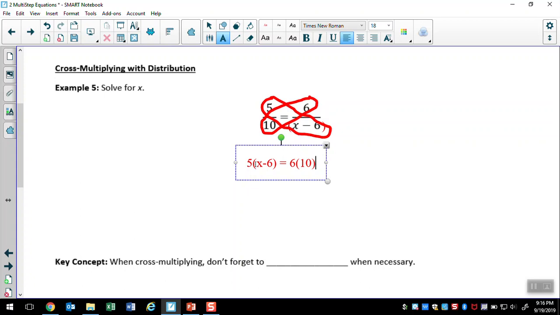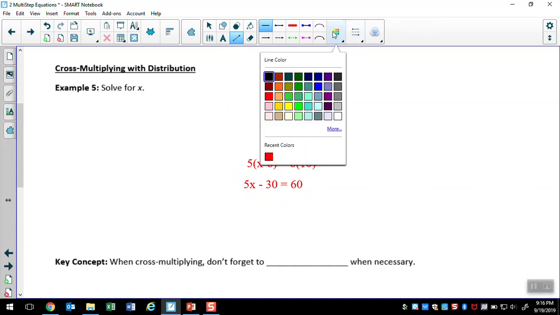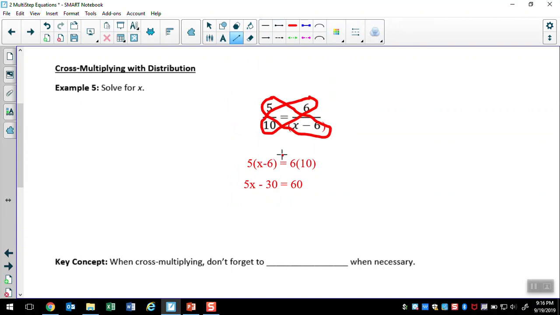So now we're going to go down to our next line, and we're going to distribute that 5. So we end up with 5x minus 30 is going to equal 60. All right, so now we've got that nice equation to solve. I'm going to draw my line through the equal sign. And now we can go ahead and start solving.